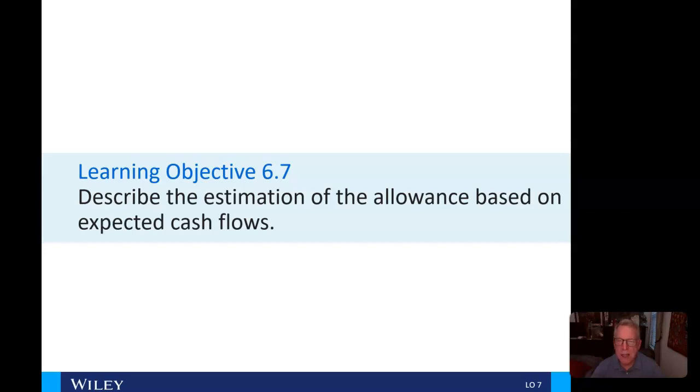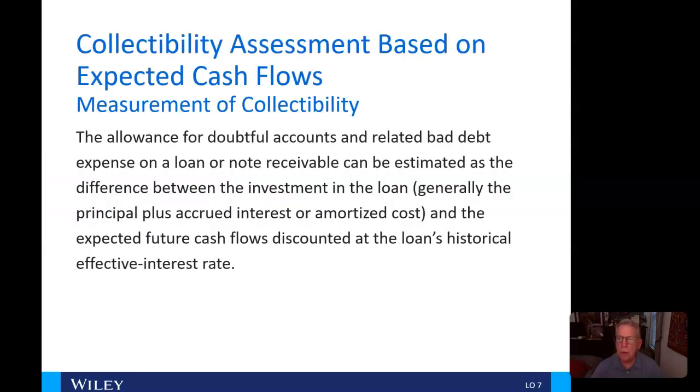All right, let's take a look at estimating the allowance based on expected cash flows. Here, the allowance for doubtful accounts and related bad debt expense on a loan or note receivable can be estimated as the difference between the investment in the loan, generally the principal plus the accrued interest or amortized cost, and the expected future cash flows discounted at the loan's historical effective interest rate.